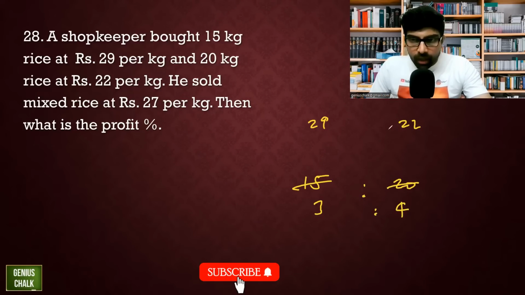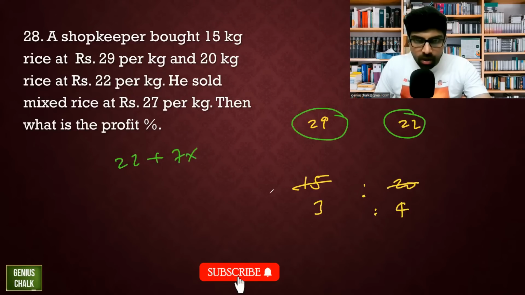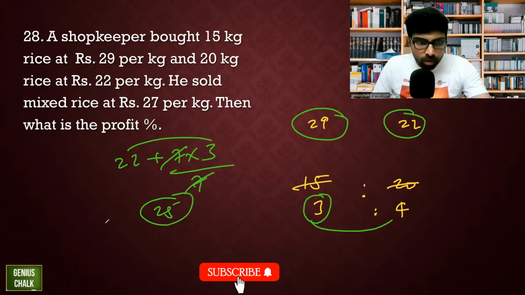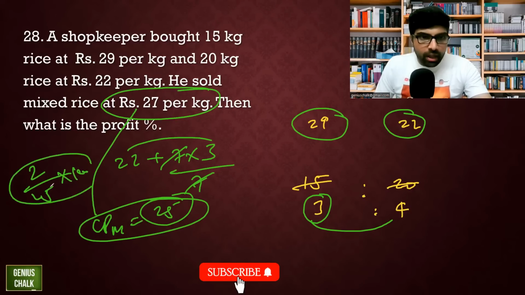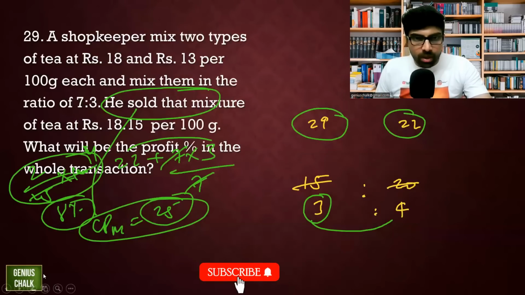So now take the average, combined average 22. This is taking 7 extra for 3 people and distributed among all 7 people. So 22 plus 3, it is 25. The cost price of mixture 25, selling price of mixture 27. So it is 2 by 25 into 100, again the answer is coming out to be 8%. So 8% is the answer in this case as well.